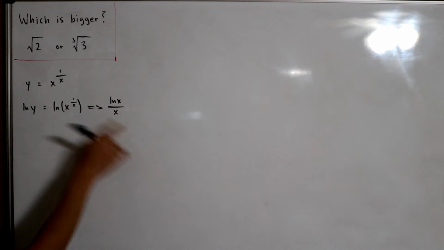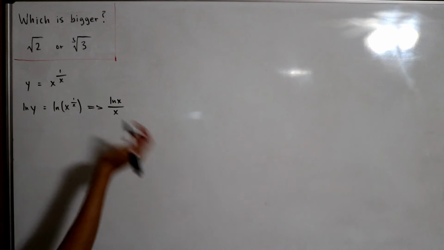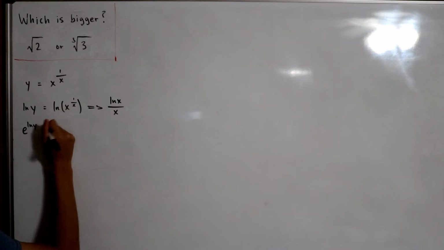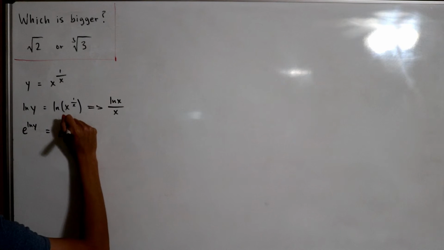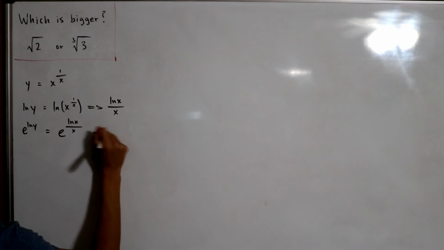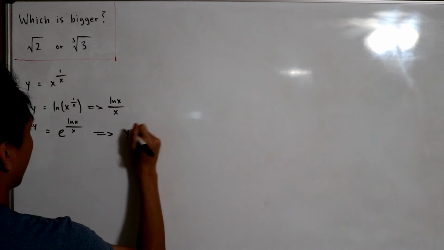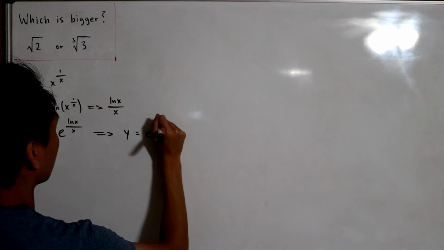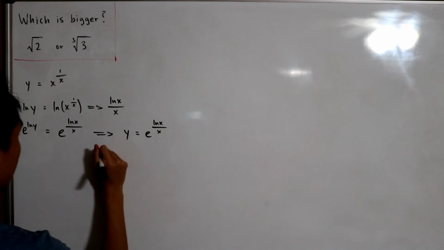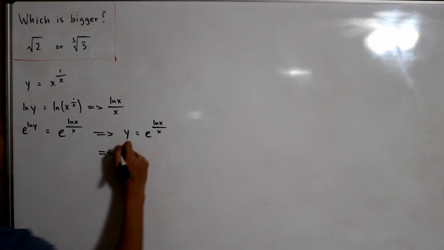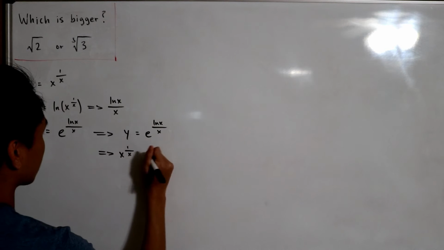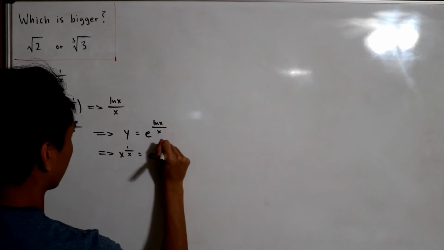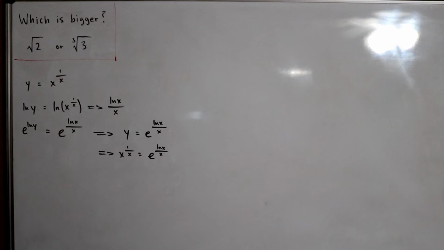And if I were to take the e base to both sides, so it gets rid of the natural log symbol, we have that e to the natural log of y equals e to the natural log of x divided by x. Then we would have that y is equal to e to the natural log of x divided by x. In other words, we set that y was equal to x to the power 1 over x, and now we just set this equal to e to the natural log of x divided by x.